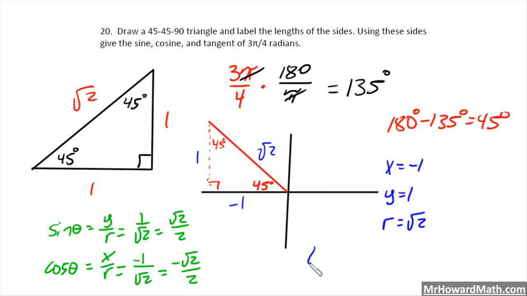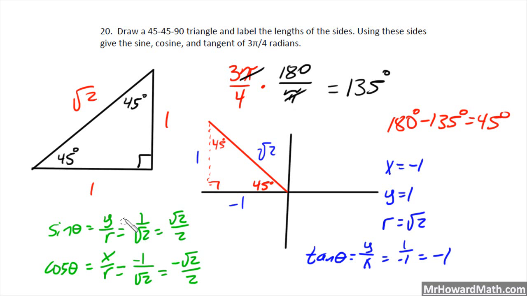And last one is tan theta. I keep using theta here. I should have used the radians. I'll go back and fix that in a minute. So tan theta is always equal to y over x. So for us, that would be 1 over -1, so -1.